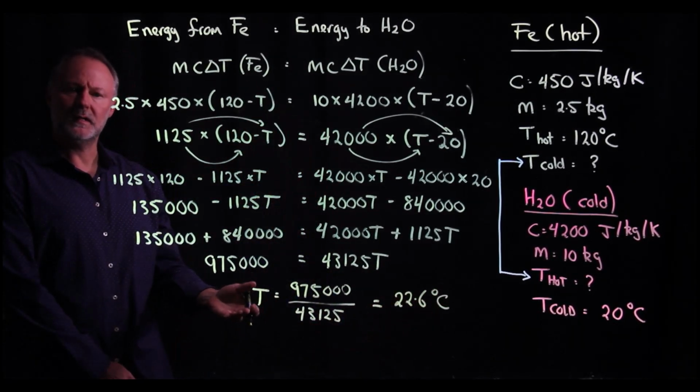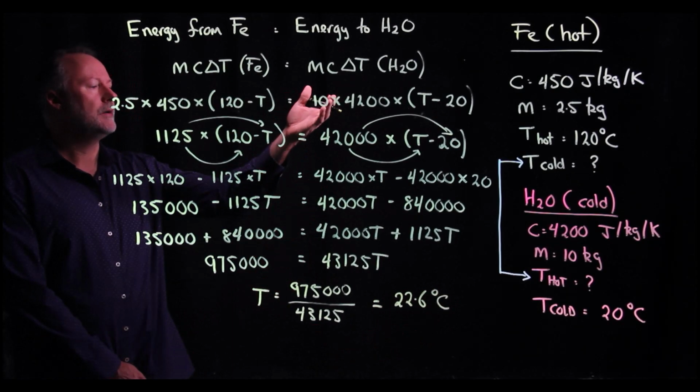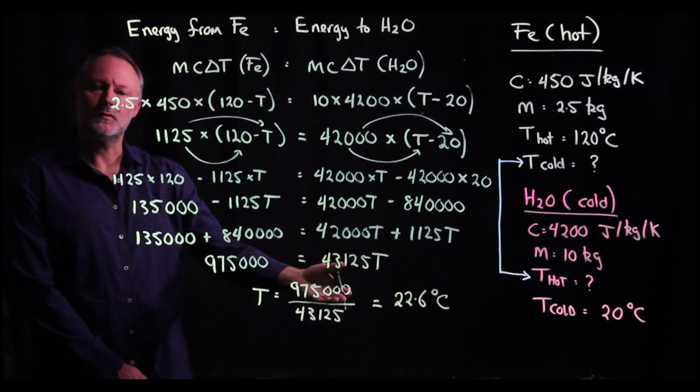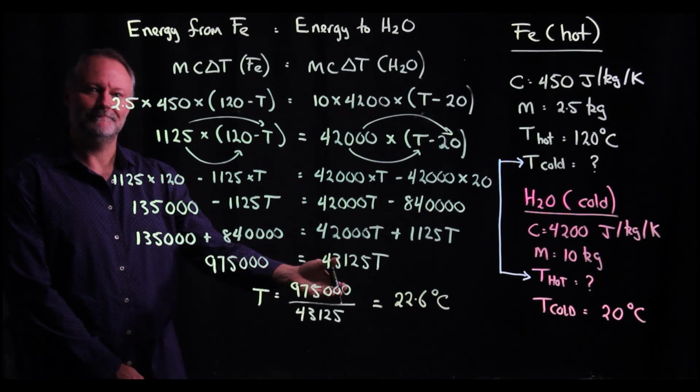So there we have it. The equilibrium temperature of the hot piece of iron and the cold water, when joined together, is 22.6 degrees Celsius.